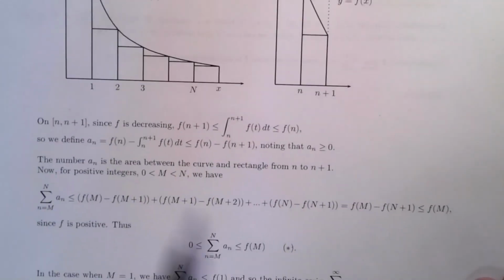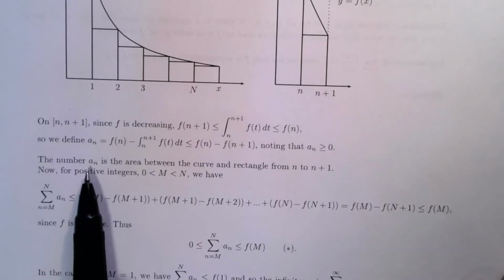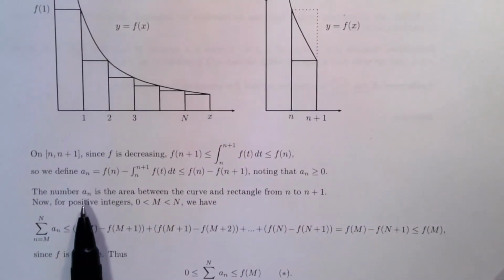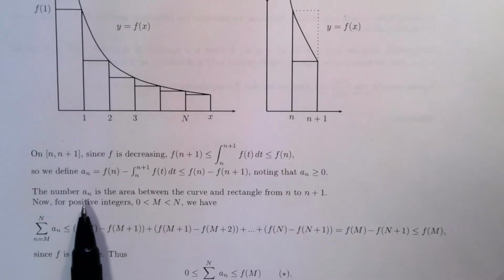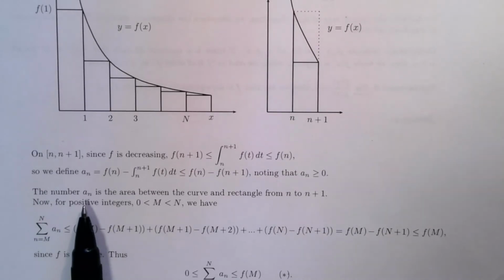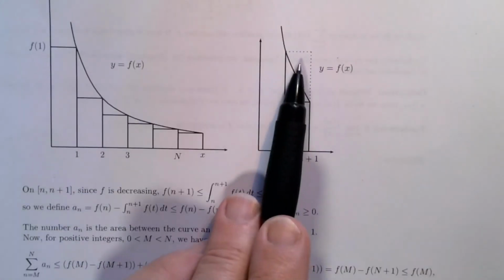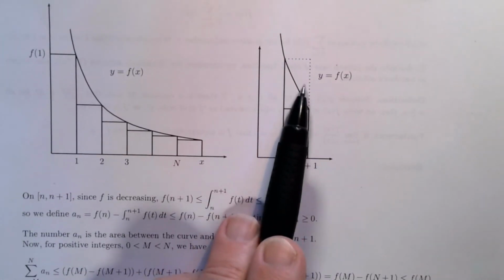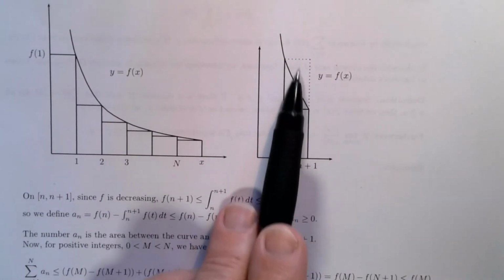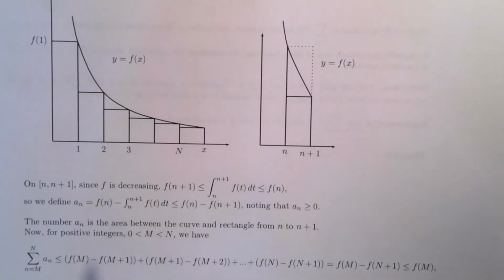So this number a n is then, of course, just the area between the curve and the big rectangle from n to n plus 1. In other words, it's this little area in here, between the curve and the dotted lines.